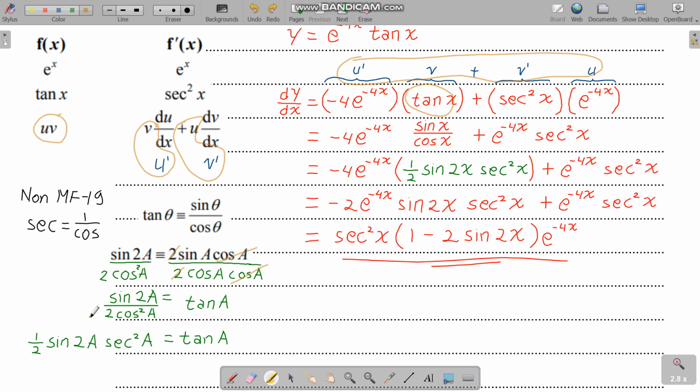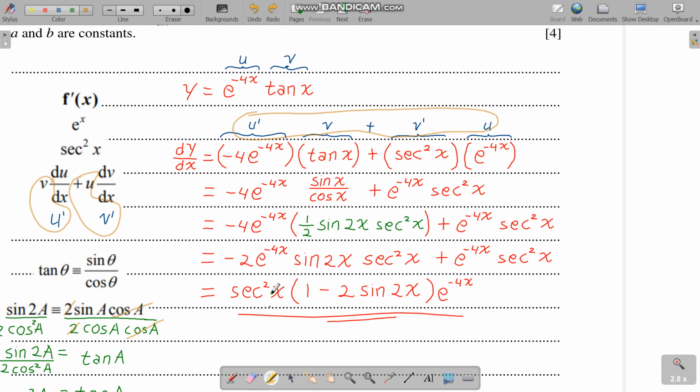Alright, so now we pull out some common factors here. Let's simplify. This is minus 2, and we can pull out secant squared x from here and from here. We can pull out e to the minus 4x from here and from here. So from the first term we still have minus 2 sine 2x, and plus 1 from here. There's nothing, so plus 1, which means we have exactly the form we need to prove.